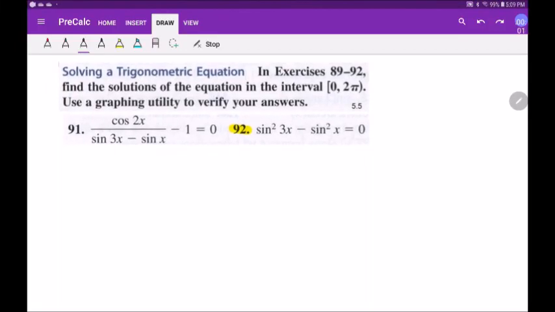We have what promises to be a bit of a stretch here. So I'm going to add 1 to both sides, and then I'm going to multiply both sides by the denominator. So I'm going to end up with cosine 2x is equal to sine 3x minus sine x, and start from there.